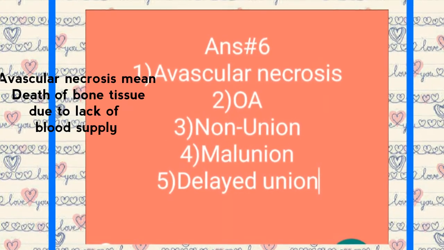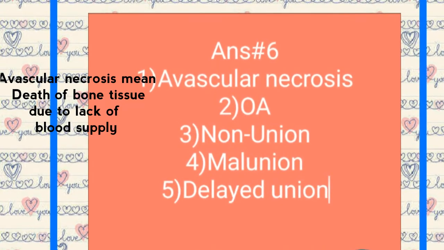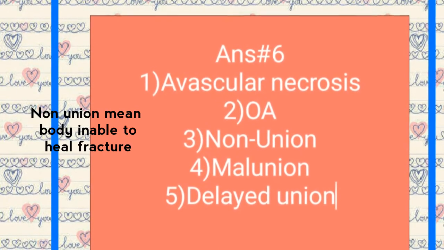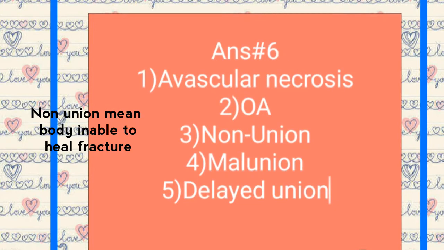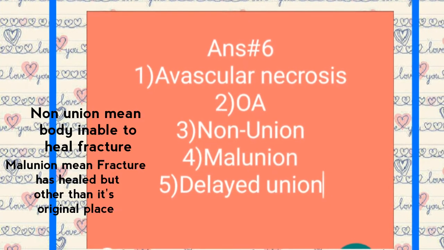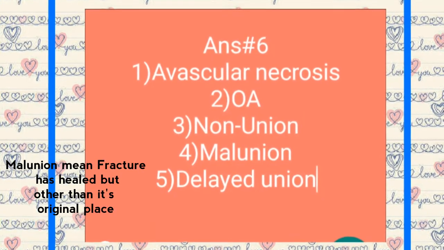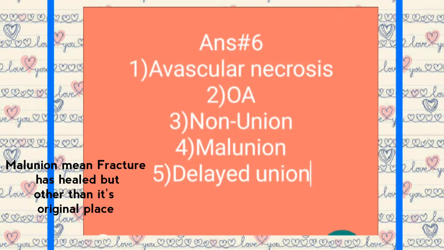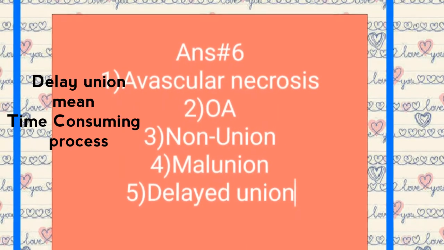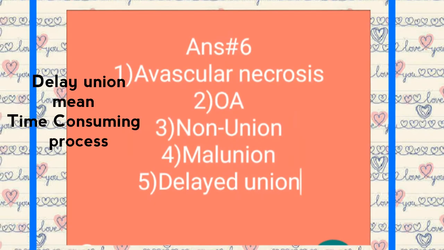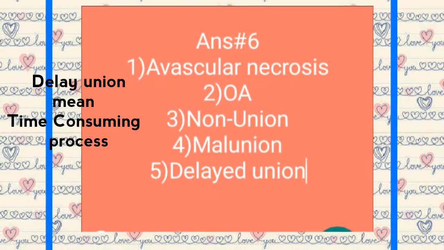Avascular necrosis means death of bone tissue due to lack of blood supply. Non-union means the body is unable to heal the fracture, and malunion means the fracture has healed but not in its original position. Delayed union means it is a time-consuming process due to some reasons.